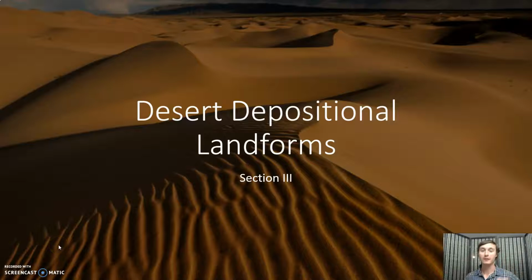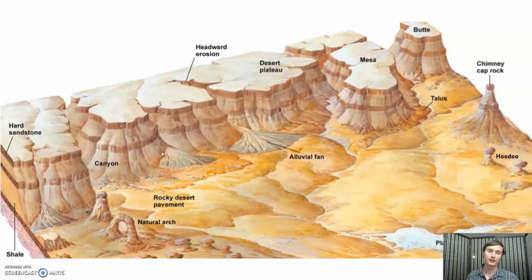Welcome back, everybody. For our final section here, for the entire class, very last part of it, we cover desert depositional landforms. Okay, so we'll look at our diagram again. This time we're focused on things like the alluvial fans, the talus deposits, things that are a result of deposition. So we have these erosional processes taking sediment away. Where does that sediment go? Where does the dirt pile wind up? Well, it might wind up as an alluvial fan or something else.